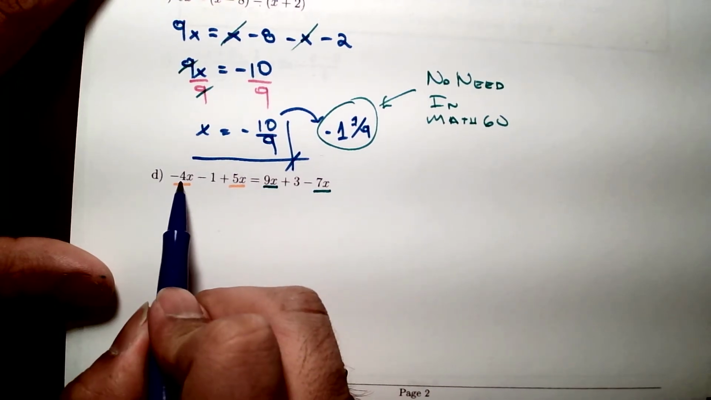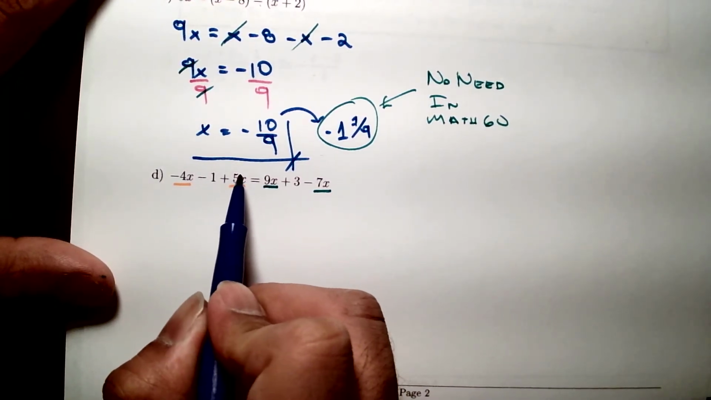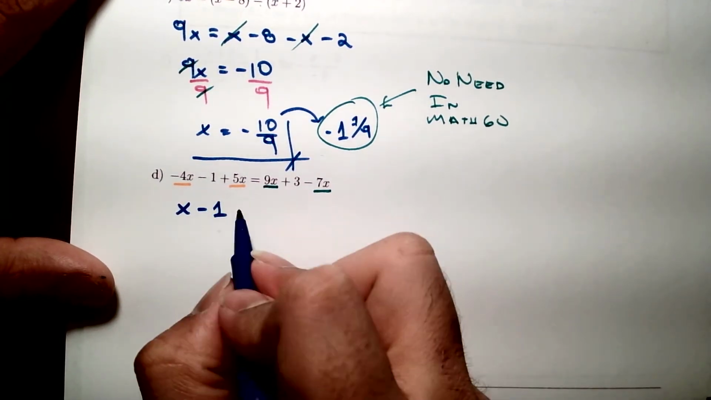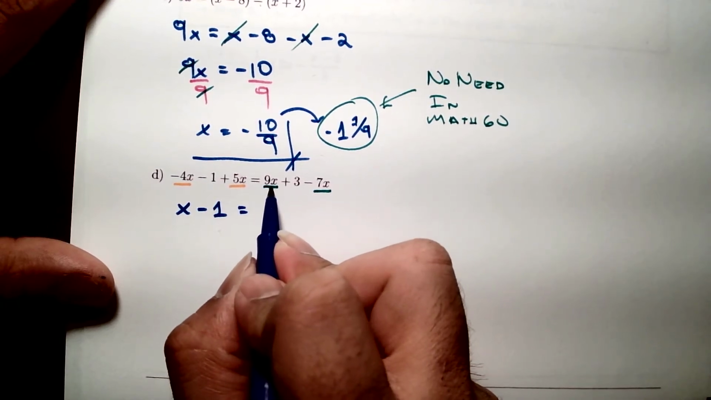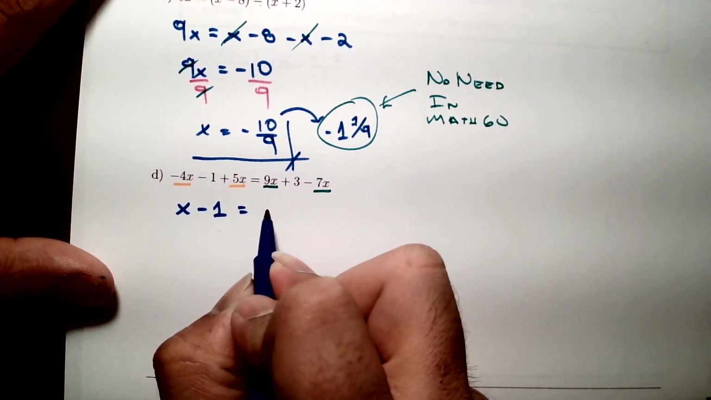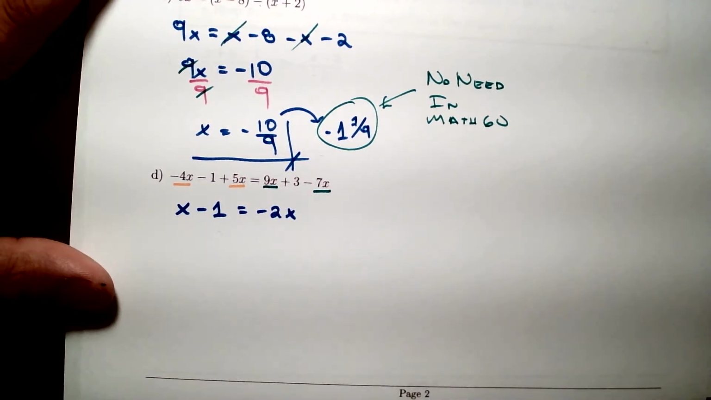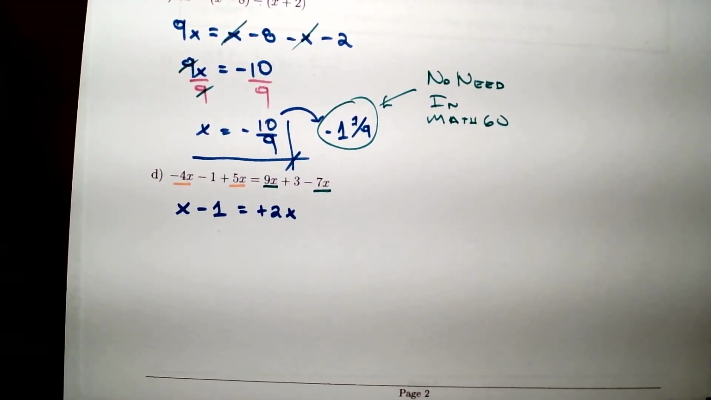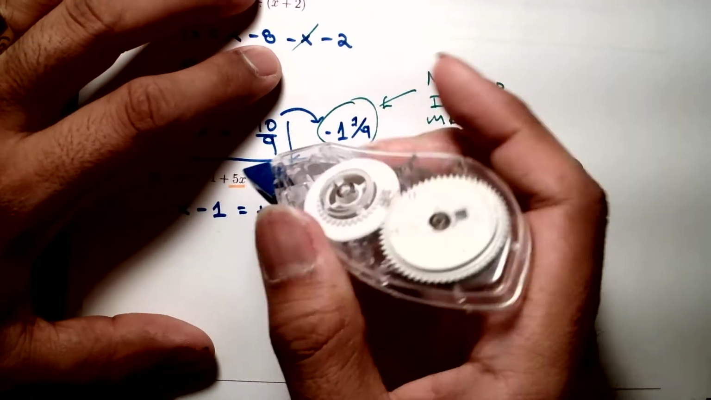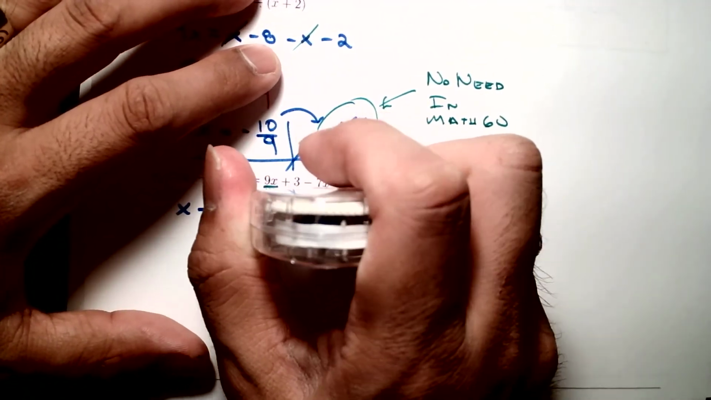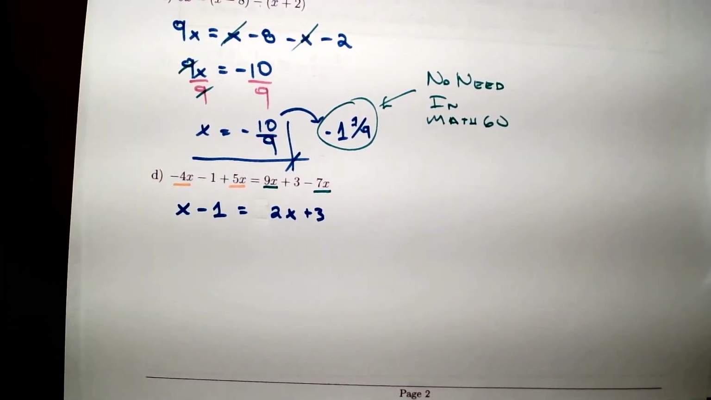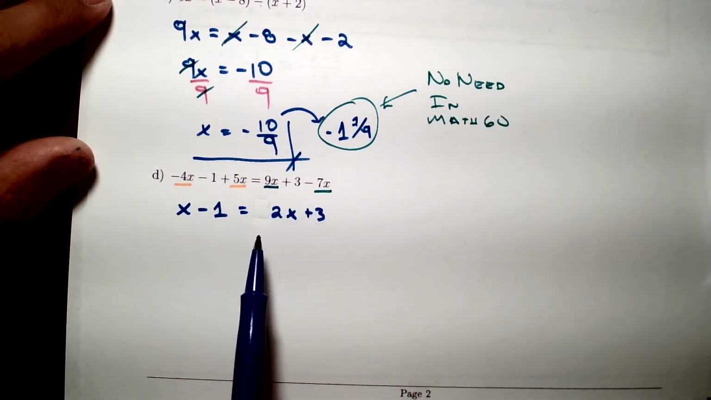So I'm going to have negative 4x plus 5x, or 5x minus 4x. That's going to give me x minus 1 equals, on the right hand side, I'm going to have 9x minus 7x. That's going to give me negative 2x. Alright, well, it's actually positive, not negative. Never mind, let me erase this negative sign, this positive, otherwise it's going to be confusing here. So 2x, and then just drop the plus 3. Okay, so now we have everything ready to be sent.